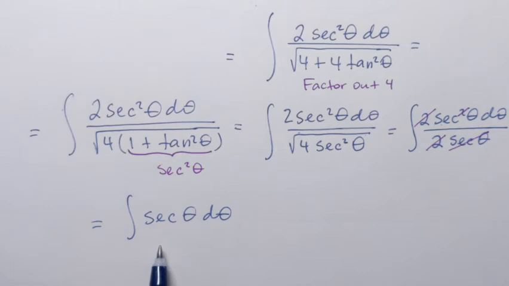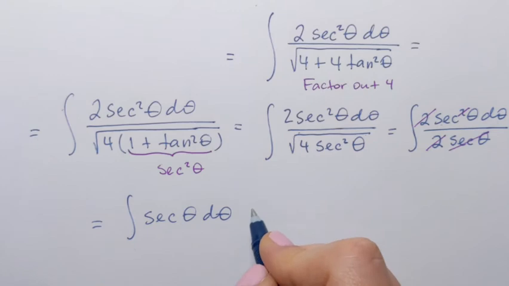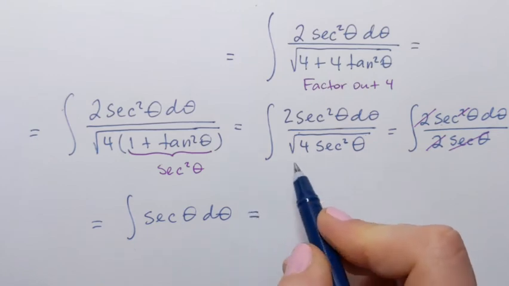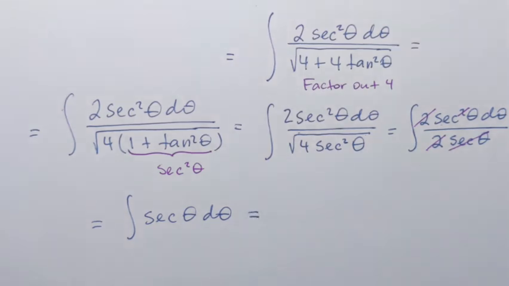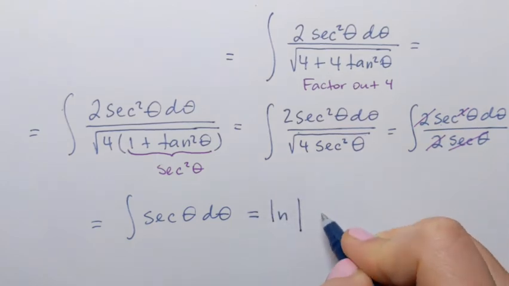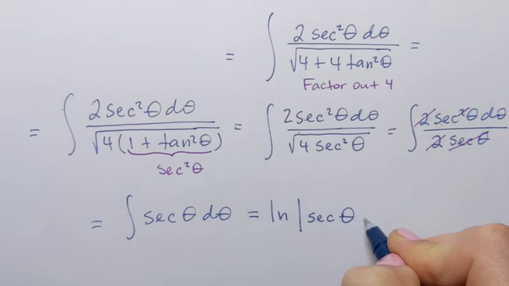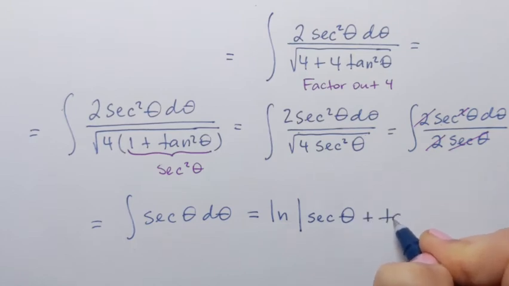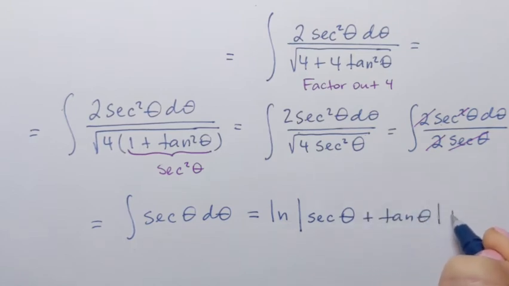So we got lucky in this example, and this is just a basic integration, right? You can find the integral of secant theta in the table of integrals. So the integral of secant theta d theta is ln of the absolute value of secant theta plus tangent theta plus c.